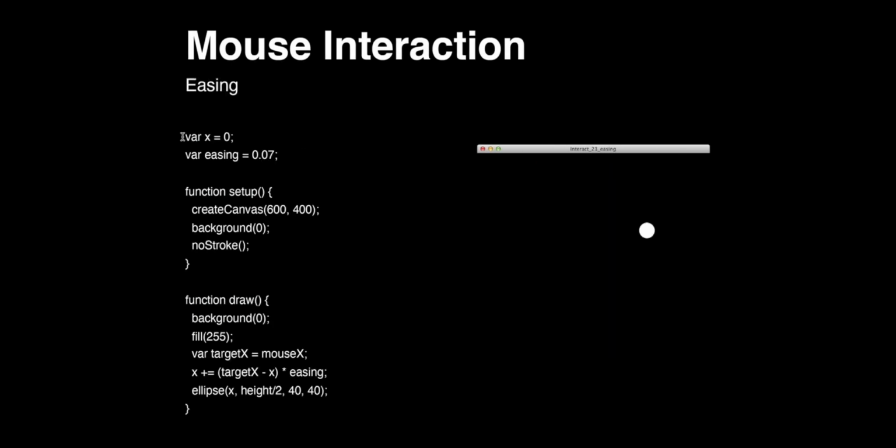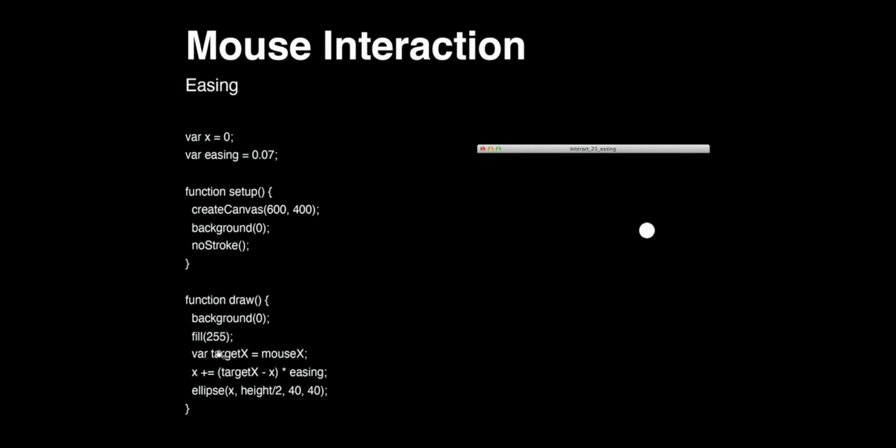So the next thing that we can play around with, now that we have talked about distance and a few other things, is easing. For easing, we are basically going to start the movement of, in this case, the ellipse, and it's going to go fast initially, and then as it gets closer to the current position of the cursor, it's going to slow down, getting slower and slower as it gets closer and closer. So we're creating a variable for X and setting that equal to 0 initially. And then we're creating a variable for easing, and that's going to be a decimal. In this case, it's going to be 0.07.